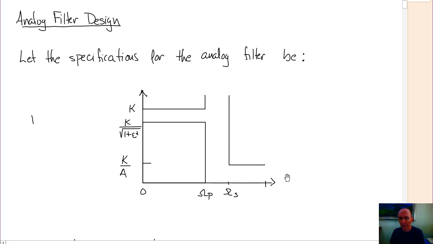Now, this is an analog filter, so the axis is now radians per second. And we're going to use capital omega for the frequencies. So we have a pass band from 0 to omega p, a transition band, and then a stop band from omega s on. And the same magnitudes that we had talked about in the last video are the ones we're going to use for the specifications.